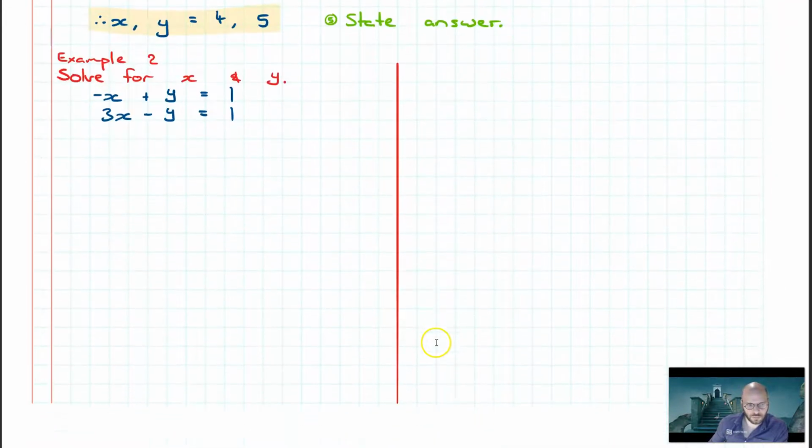Alright, let's have a look at another example. We have example 2, solve for x and y, and we have our system of equations here. We have equation 1, which is defined as minus x plus y equals 1, and equation 2, which is defined as 3x minus y equals 1. What we're going to do is solve this system of equations using the substitution method.